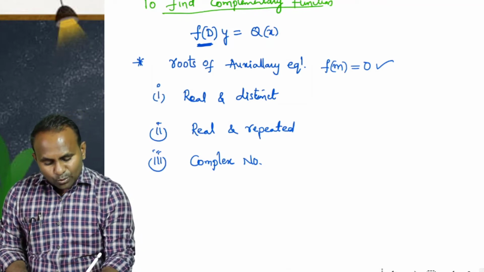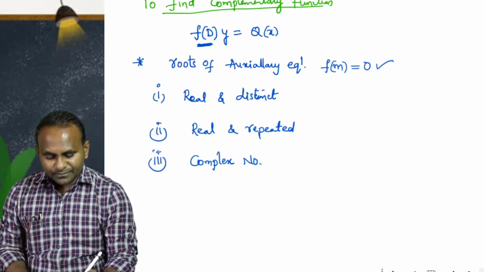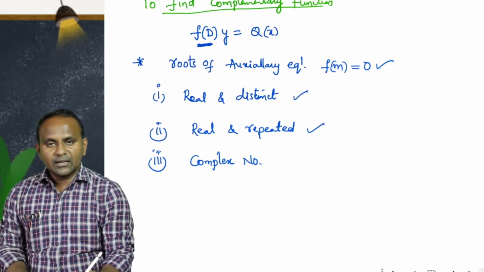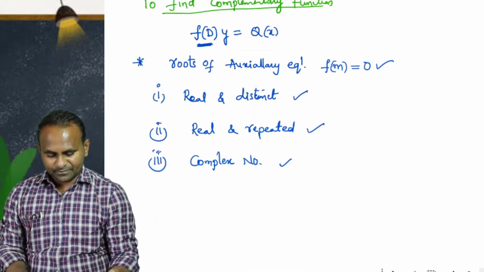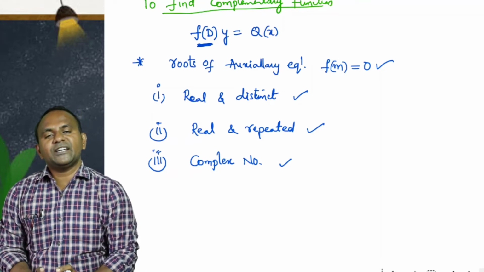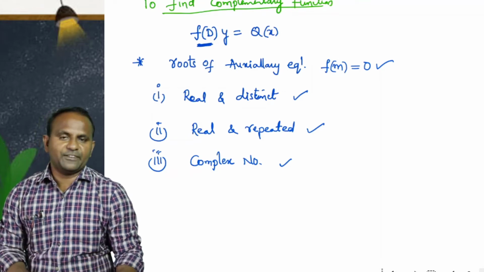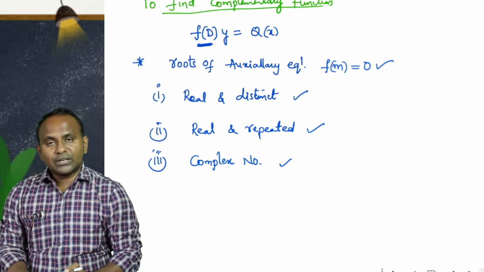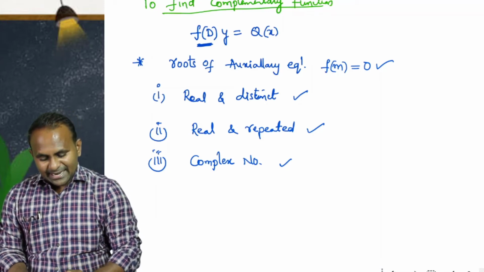So while finding the roots of f of m is equal to 0, either the roots may be real and distinct, or real and repeated, or complex numbers. Depending upon these roots, we can simply write the complementary function. It's a very simple phenomenon. Let us see one by one how the complementary function looks whenever the roots are in these three categories.